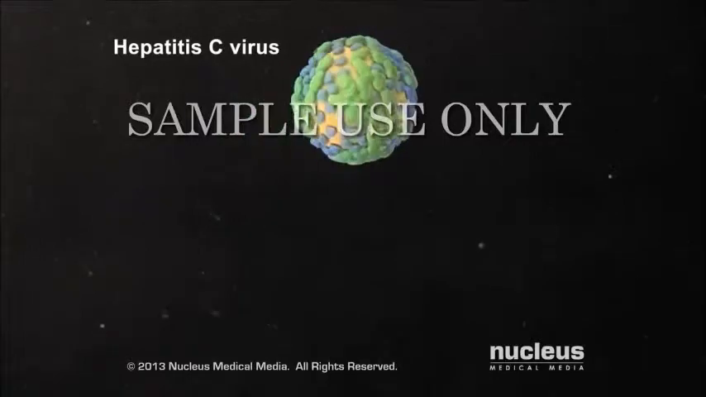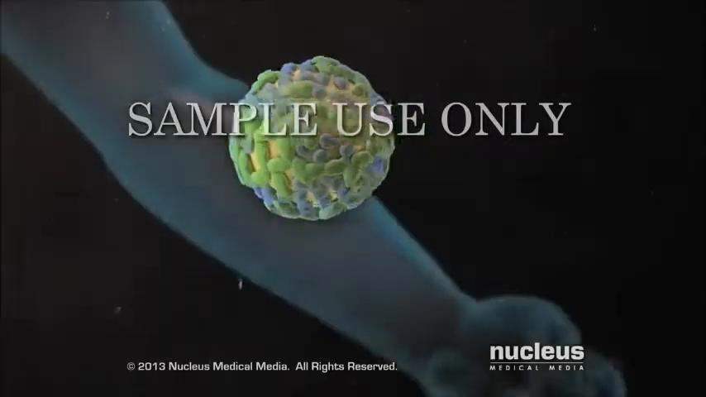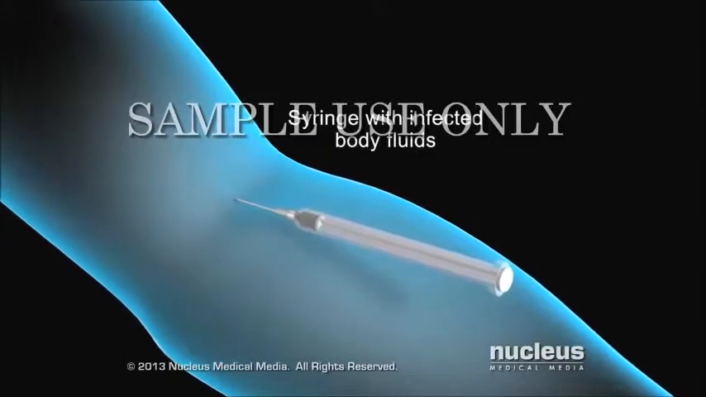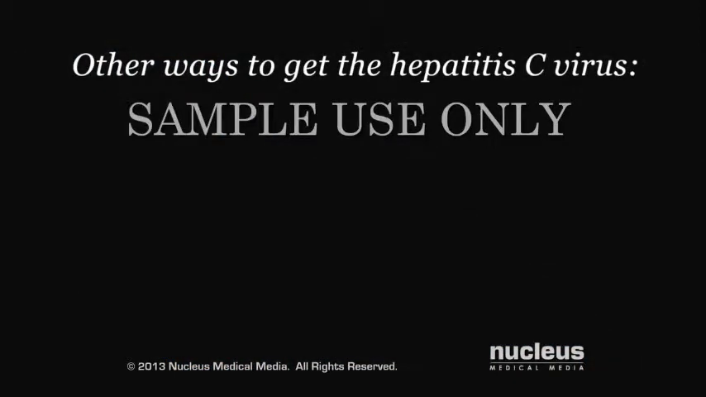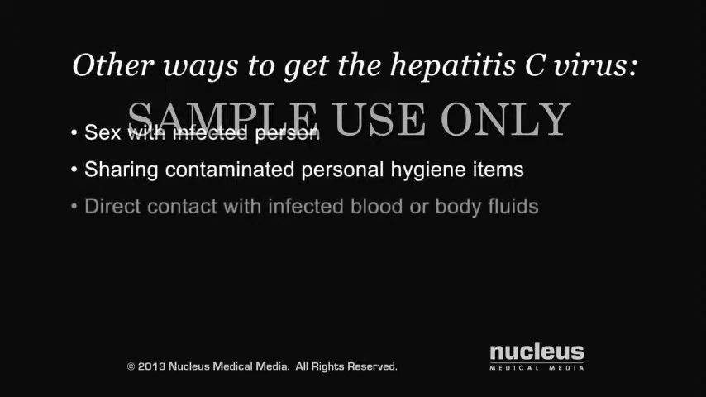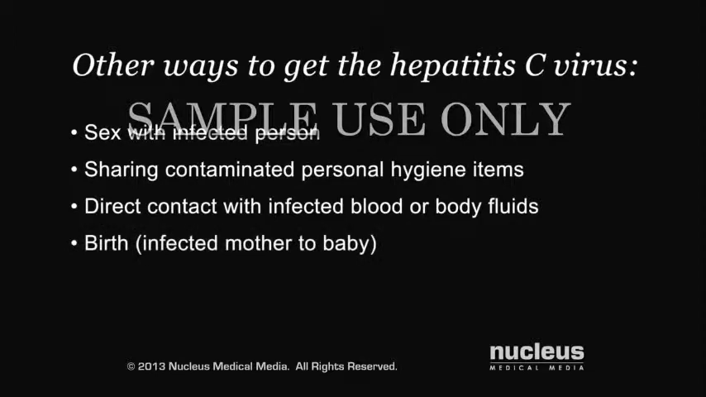body fluids from a person infected with the virus. This could have happened from sharing a drug syringe with an infected person. Other ways you may have been exposed to the virus include having sex with someone infected by the virus, sharing personal hygiene items such as razors or toothbrushes used by an infected person, direct contact with the blood or body fluids of an infected person, or when a mother passes it to her baby during birth.